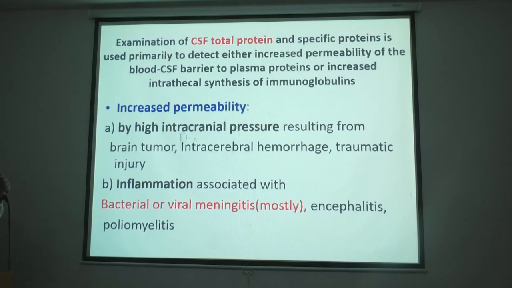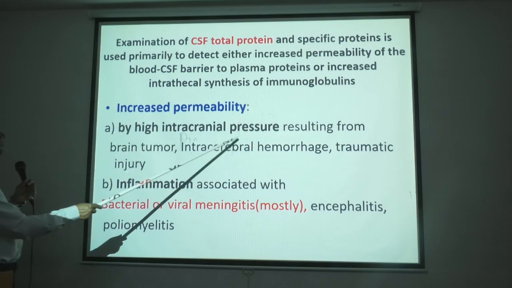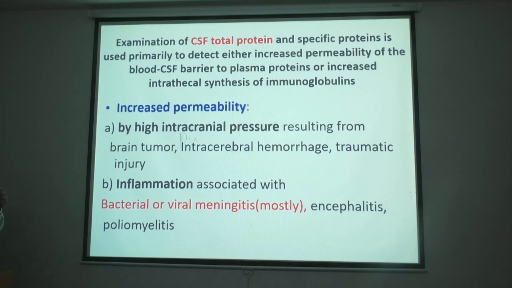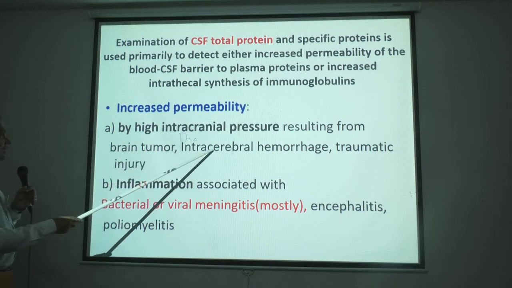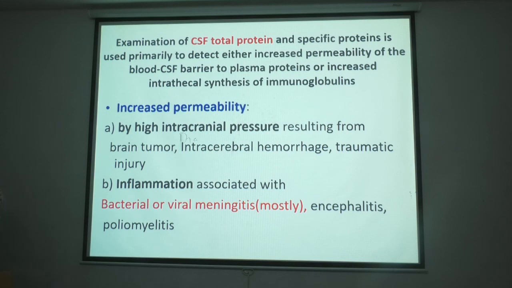Examination of CSF total protein and specific proteins is used primarily to detect either increased permeability of the blood-CSF barrier to plasma proteins or increased intrathecal synthesis of immunoglobulins. In which cases will the permeability increase? In case of high intracranial pressure. When intracranial pressure is increased, the permeability is increased. Also in brain tumor, intracerebral hemorrhage and trauma.